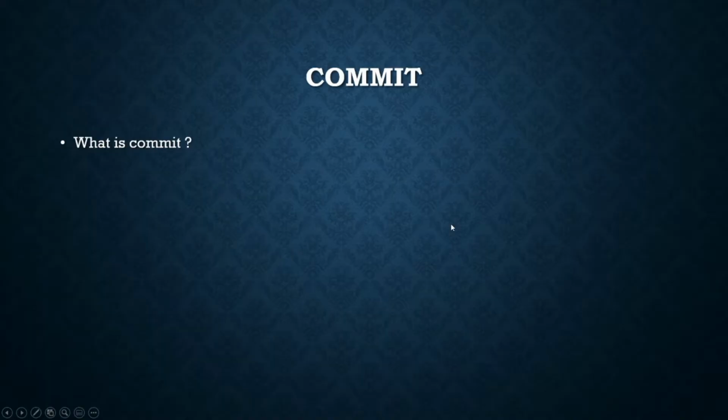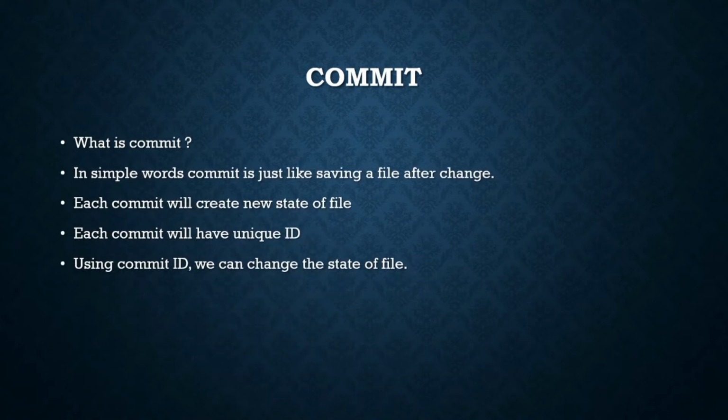Now let's see what is commit. If we make some changes to a file which is in a Git repository, commit is a way to save those changes permanently to the repository. You can think of commit just like saving a file, but there are some differences. Each commit will create a new state for a file. Also, there will be a unique commit ID associated with each commit.